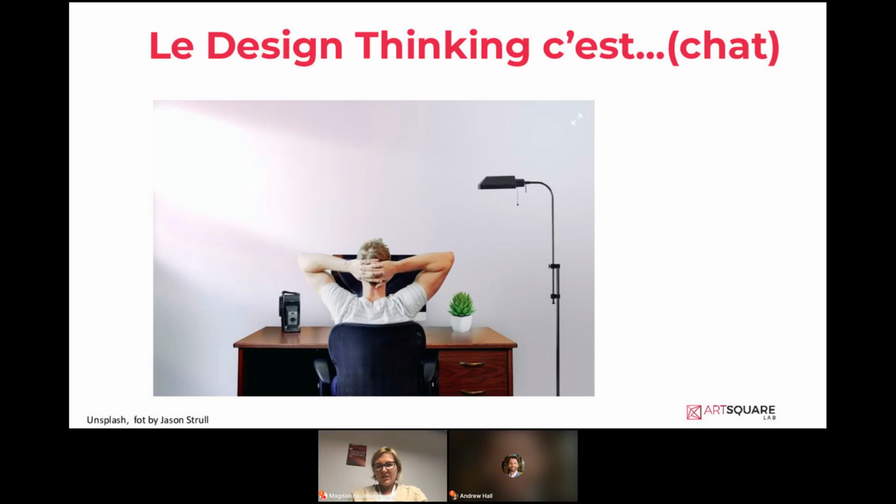So I mentioned user centricity, but I wanted to quickly ask you, what do you think design thinking is? If you could finish this sentence in chat, I would be curious if you can just throw in a couple of associations, words that come to your head to finish the sentence. Design thinking is, and... Please add. Feel free to add some words to finish this sentence.